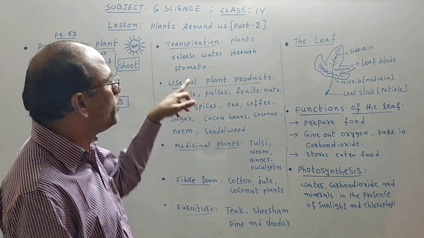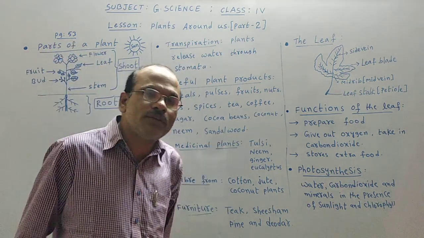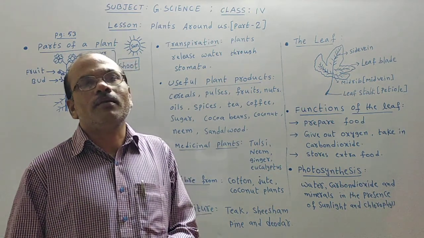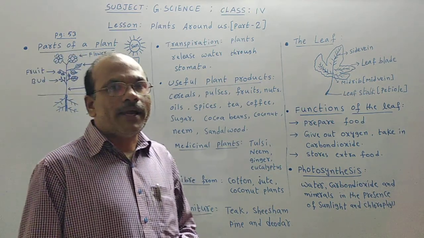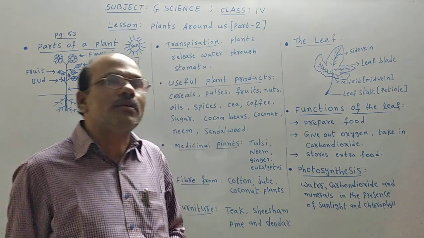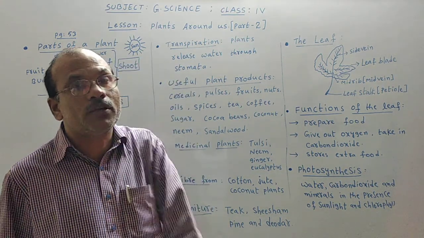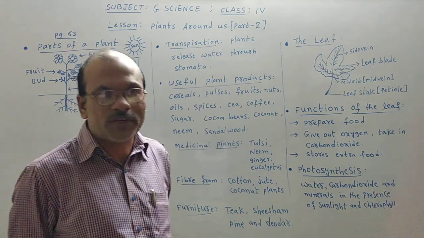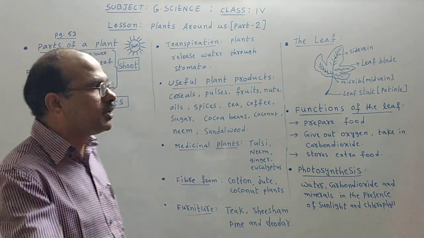That is called transpiration. Transpiration is one type of job done by a leaf, and that is the releasing of water in the form of evaporation through tiny pores called stomata. Okay, students, that's what we came to.